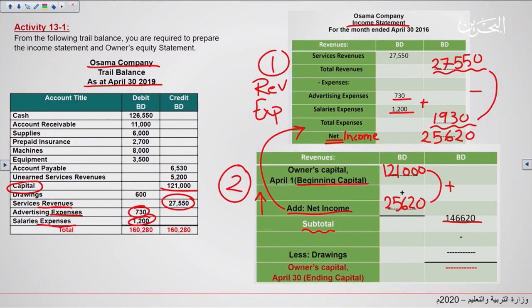Then we will work on listing the drawings, or the events that will decrease the capital. We have here a drawing with 600 BD. We will add it here and subtract these two amounts to get the ending capital, which is equal to 146,020 Bahraini dinars.